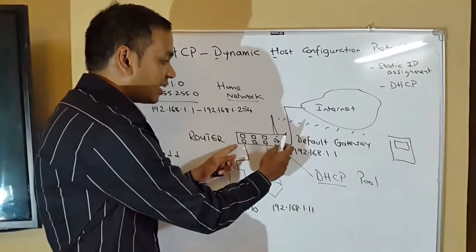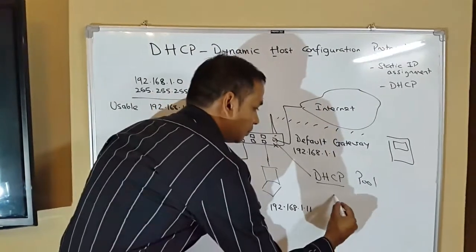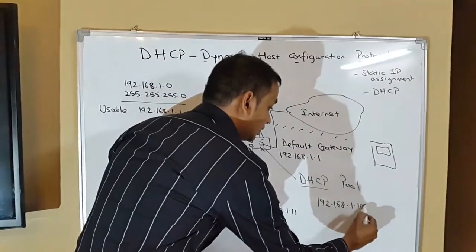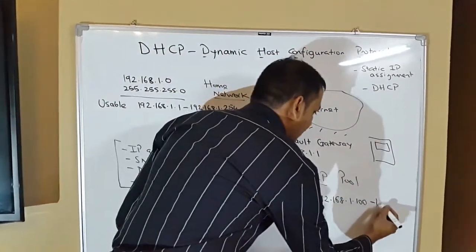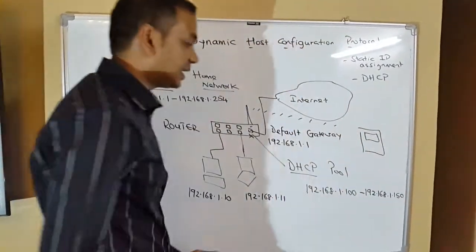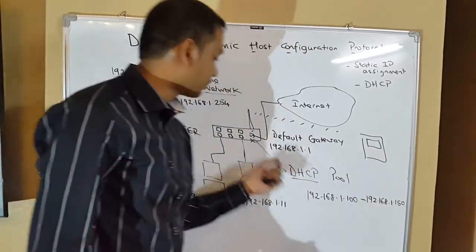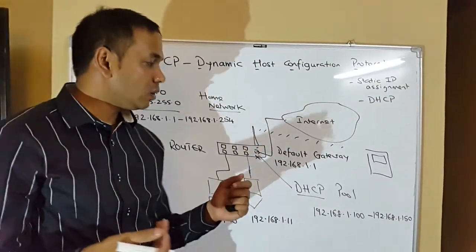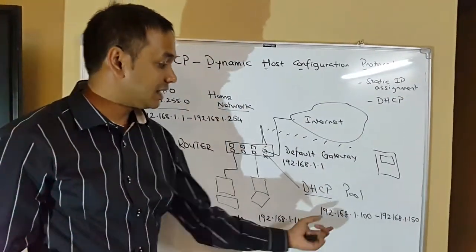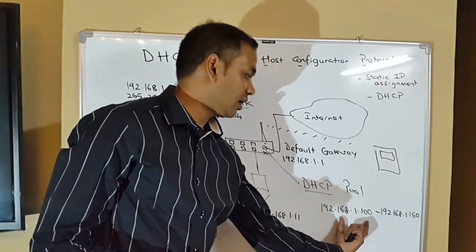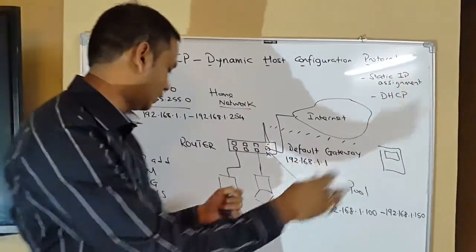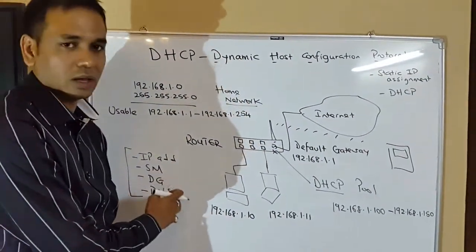So, for example, on that router, my DHCP pool will start at 192.168.1.100 and end, for example, at 192.168.1.150. So basically, this range of IPs will be in a pool so that anyone who connects either wirelessly or through a cable will get an IP address automatically from that pool of addresses. The router will forward that IP address, subnet mask, default gateway and the DNS.